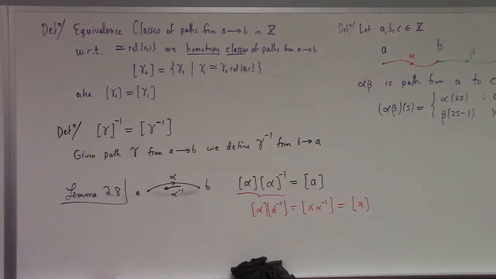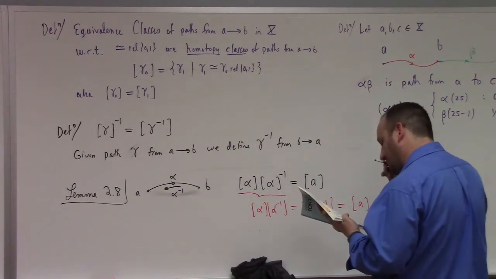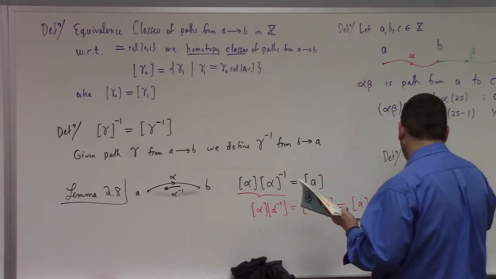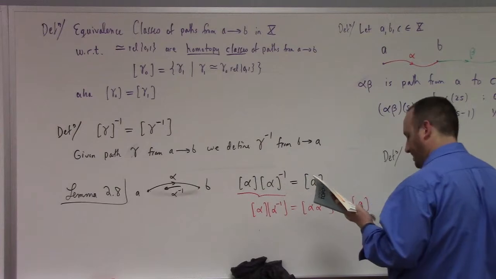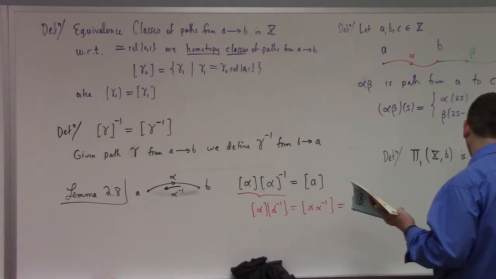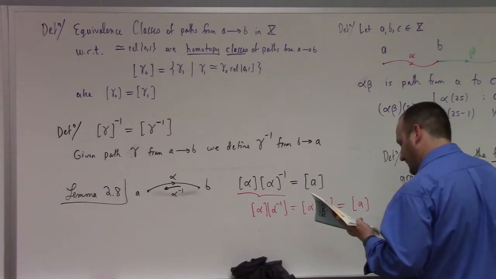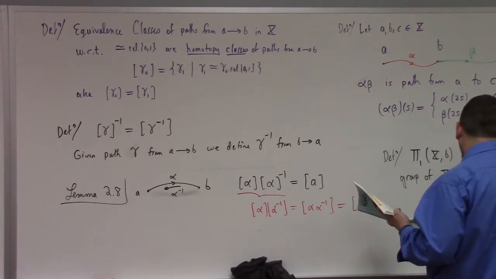Anyway, okay, so listen, I know you haven't had a class where a group has been defined yet, right? But yeah, this is the definition. Pi 1 of X, B is the fundamental group of X based at B.